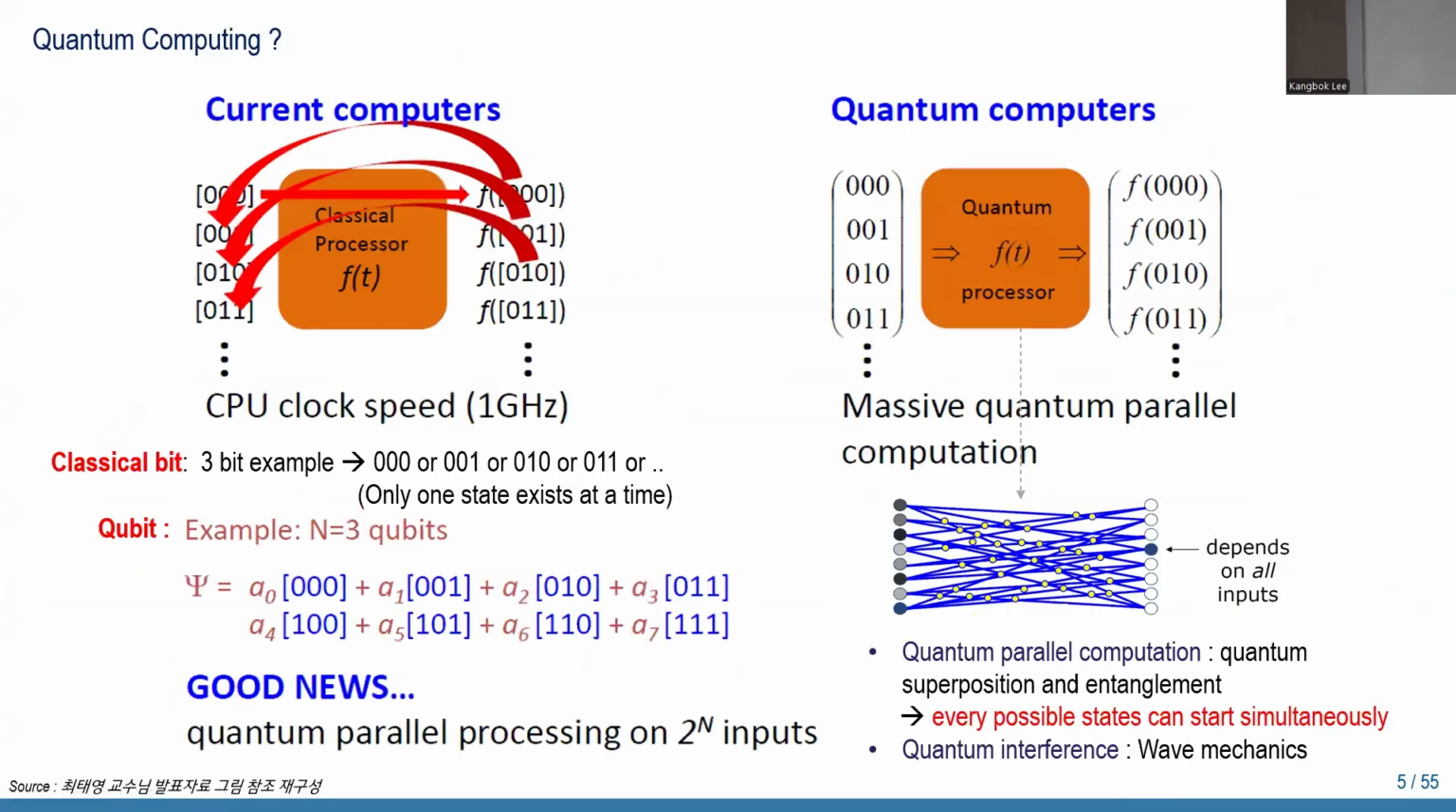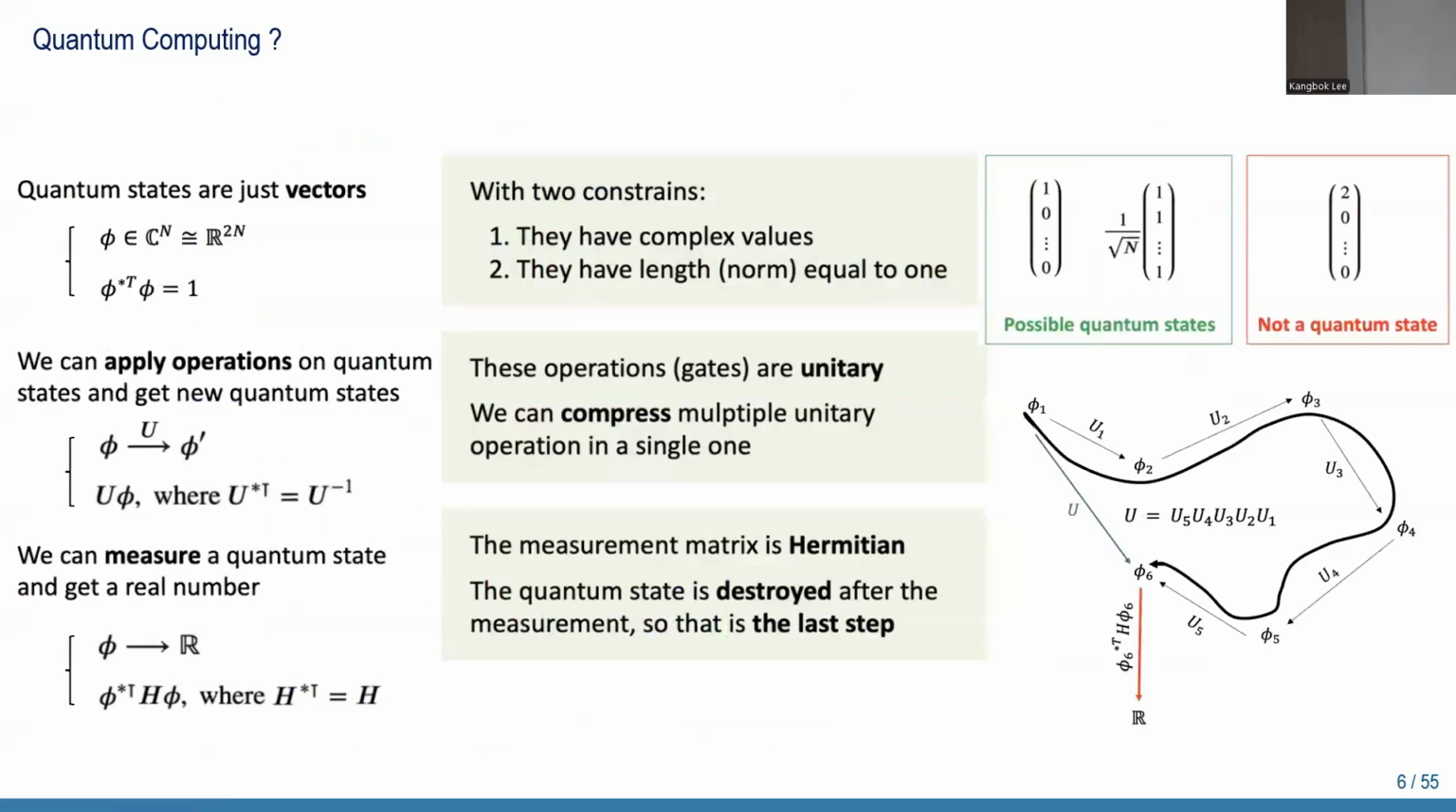So what is quantum computing? A classical computer is a sequential process like this. And the quantum computer is parallel processing. This is one of the magic powers of the quantum computer. But later you will know that after this parallel processing, extracting the real answer will be quite tricky.